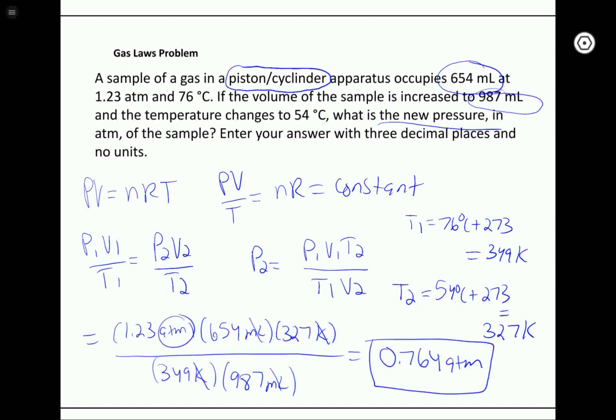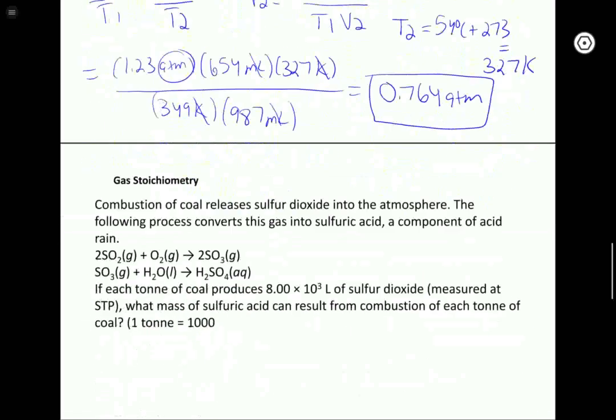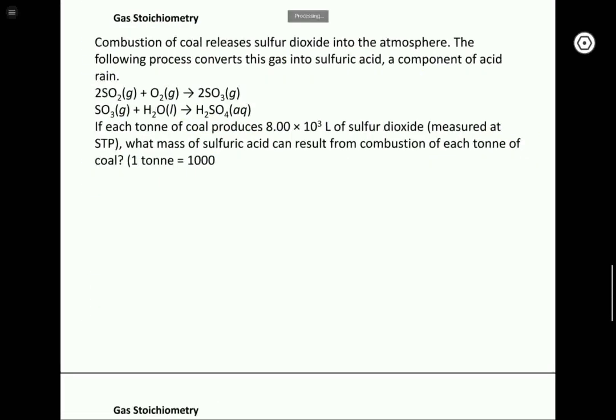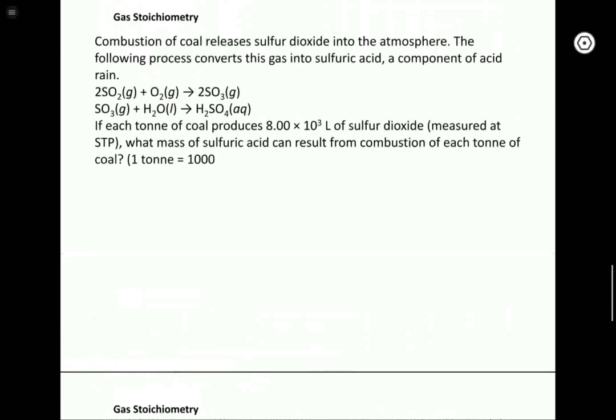This is called a combined gas law problem. There is no named law that deals with this situation of changing pressure, volume, and temperature. But we derive the relationship from PV equals nRT, and then we go from there. So the last two I want to go over are gas stoichiometry problems. That's the last three, sorry.